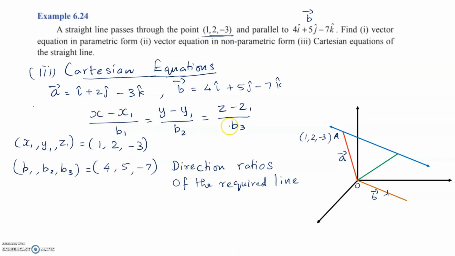So let's substitute in the equation. So you get (x minus 1) by 4 is equal to (y minus 2) by 5 is equal to (z plus 3) by minus 7. So that's our Cartesian equation.